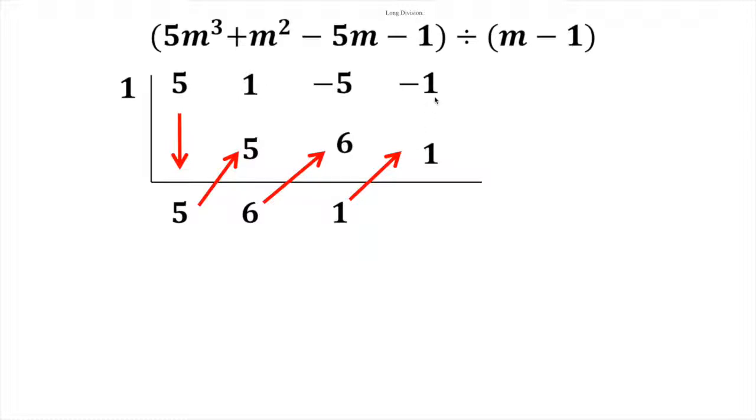Then I add those two. -1 plus 1 gives me 0. Okay, now we've got all of our numbers down. Now what we're going to do is convert this back so that we know what our answer is, because we know our answer is going to have these m's in them.